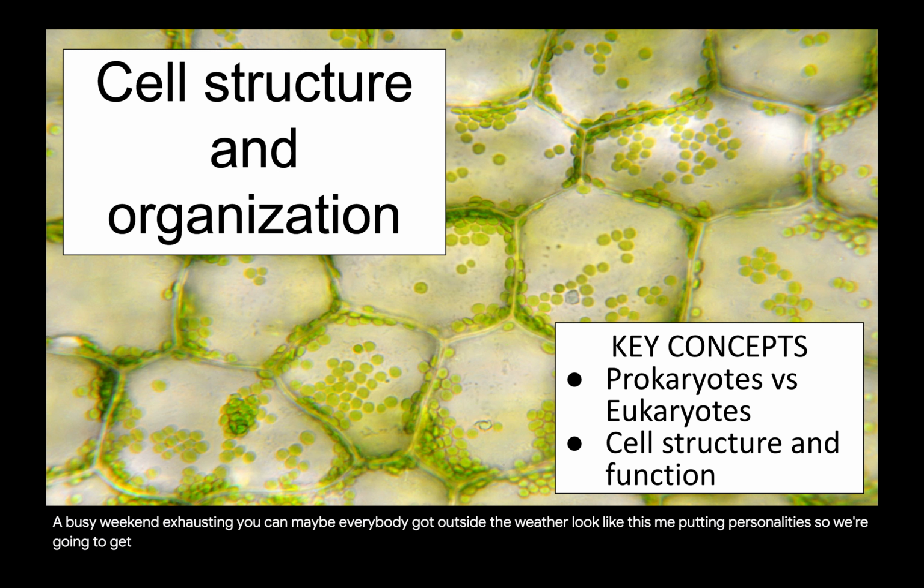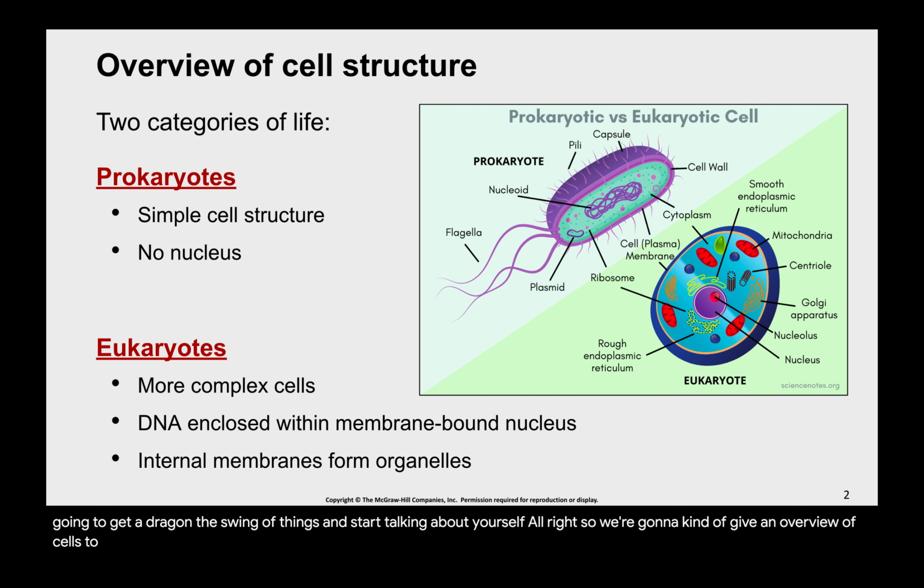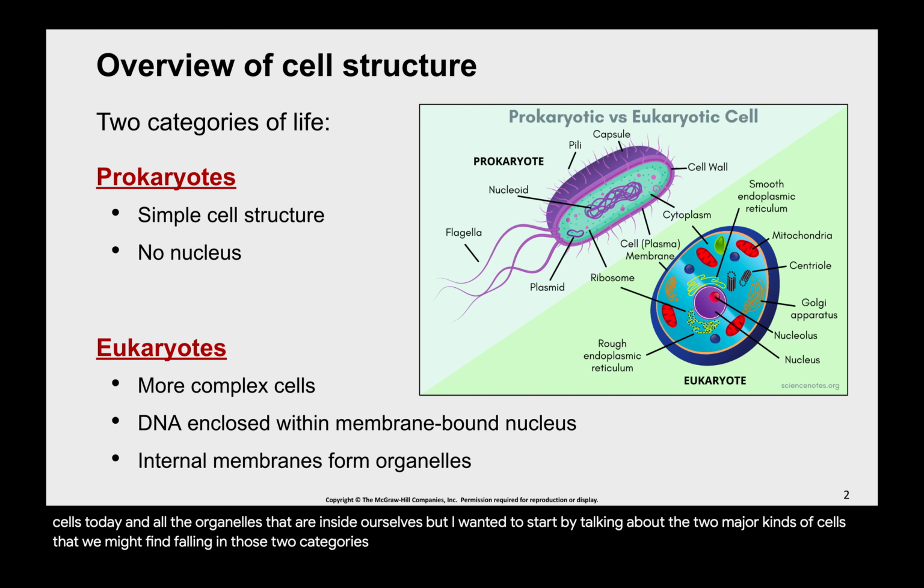So we're going to get back into the swing of things, right, and start talking about cells. We're going to give an overview of cells today and all of the organelles that are inside of cells. But I wanted to start by talking about the two major kinds of cells that we might find, falling in those two categories of life. It's either going to be a prokaryote or a eukaryote.